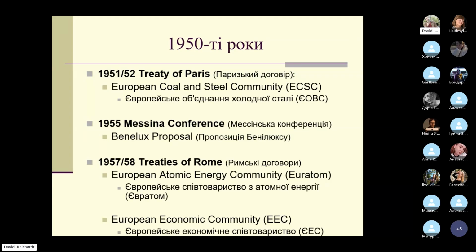What are the institutions of these communities? Well, there's a high authority. Today we call that a commission. There's an assembly. Today we call that the parliament. There's a council of ministers. Today we still call that the council of ministers. And there's a court of justice. So they have all these institutions so early. In the process, these 3 separate communities, with 3 sets of institutions.